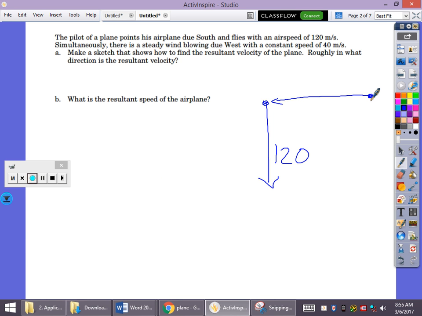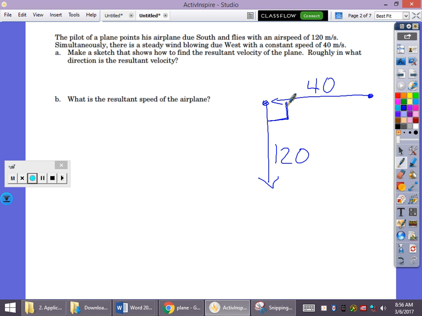Is my vector pointing west? Is it acting on the plane? Yes, it is acting on the plane, and it gets a 40. Can anyone tell me the degrees of this angle right now? How did you get 90? Because I have a perfectly vertical line, which is the south line, and a perfectly horizontal line, which is the west line. North, south, east, west always intersect at a right angle. So that is a right angle.